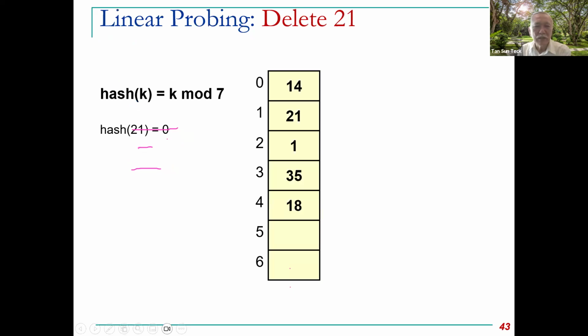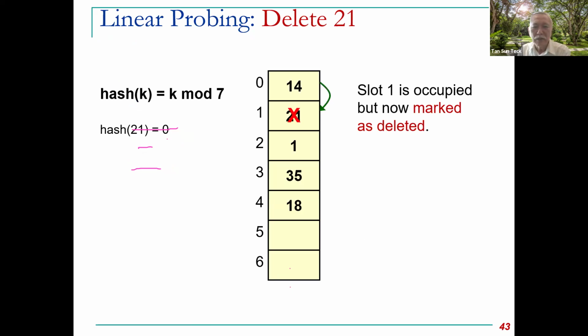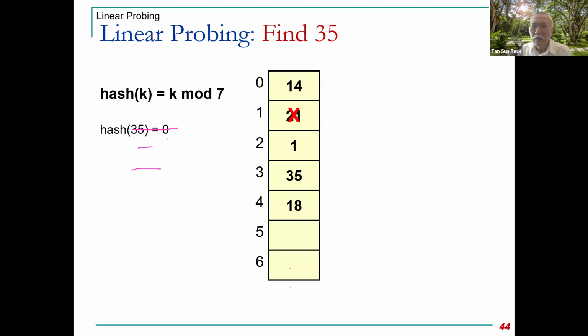Right, so we revisit. First of all, we delete 21. Right, so this is marked as deleted now. Now you want to find 35. Again, you go to 0 and you go to 1, and 1 is marked as deleted. You skip over it to go to slot 2 and then slot 3, and you find 35 down there. Right, so this overcomes the problem created by deletion by doing some extra work.